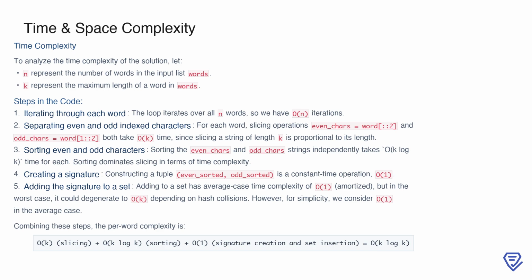Next, we sort the even and odd characters independently. Since sorting dominates in terms of time complexity, this step takes O(k log k) for each word. After sorting, we create a tuple from the sorted even and odd characters. Constructing this tuple is an O(1) operation, as is inserting it into a set under the average case. Combining all these steps, the time complexity per word becomes O(k) for slicing, O(k log k) for sorting, and O(1) for tuple creation and insertion. Sorting dominates, so the total per word complexity is O(k log k).